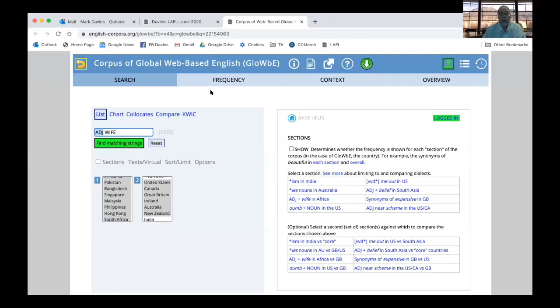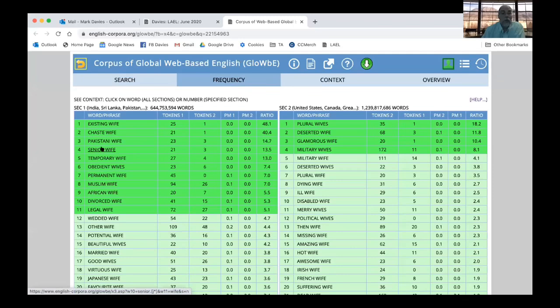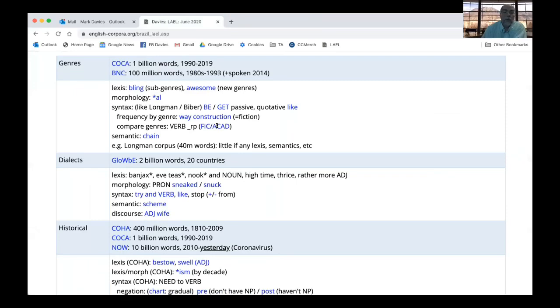So in kind of the developing world here, we get things like chaste wife or obedient wife. Boy, you'd never want to try that in the United States or Britain, I'm sure, using those terms. And also things like temporary wife or permanent wife. I won't go into exactly what's going on there, but really, really important differences in terms of the culture of these countries compared to the inner circle countries. And just a simple, simple search like this can help to point out some of those cultural differences.